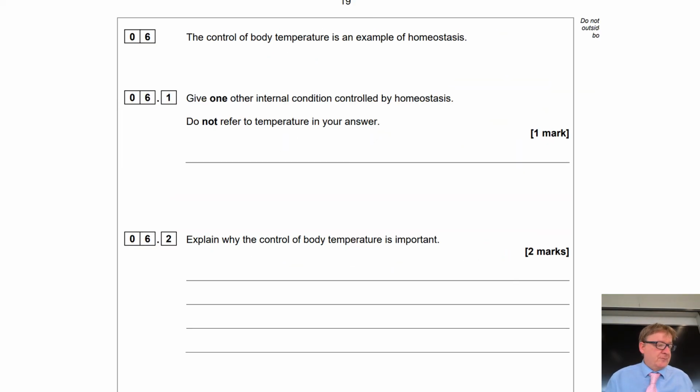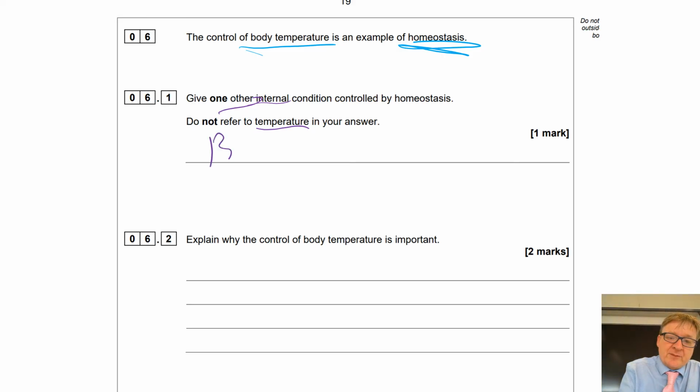Question number 6. The control of body temperature is an example of homeostasis. Okay, body temperature, homeostasis. All right. Give one other internal condition controlled by homeostasis. Do not refer to temperature. Well, it says other, so you're not going to do that anyway. 2 other main ones are blood glucose and water.